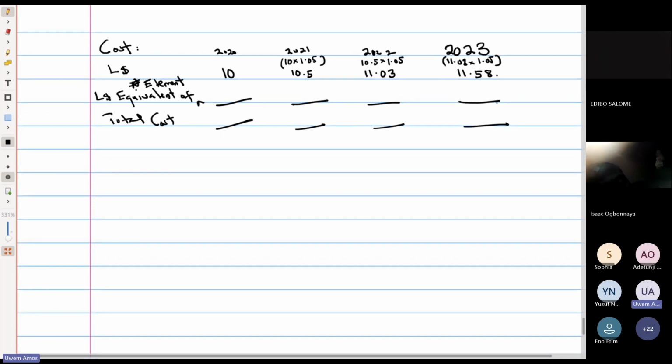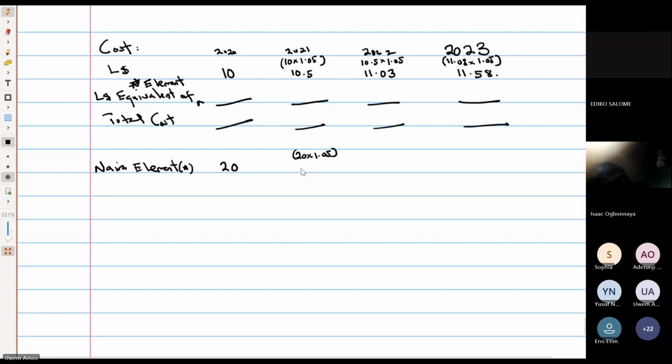Let's come to the Naira part, because we need to convert the Naira part to Lindarian dollars. But first, let's determine what the Naira value is after we've added inflation to it, before we convert. So it is 20 million Naira. The next year, it is 20 multiplied by 1.05. What do we have? We have 21.